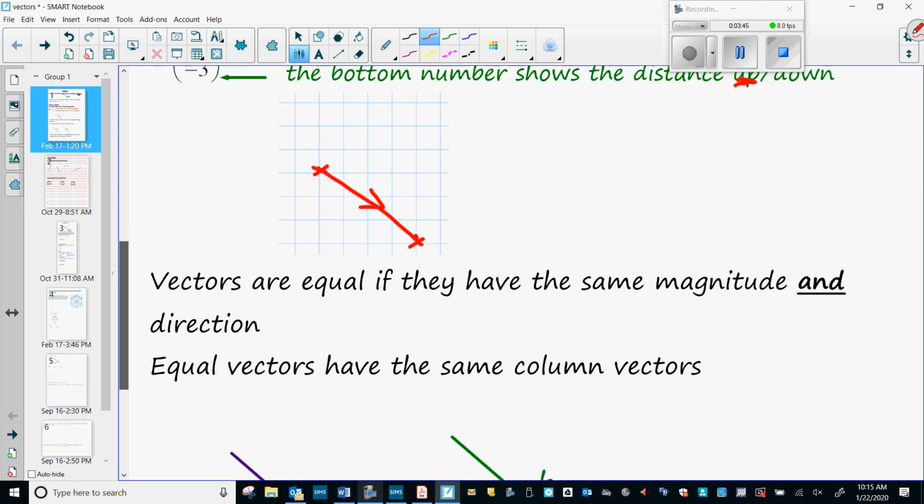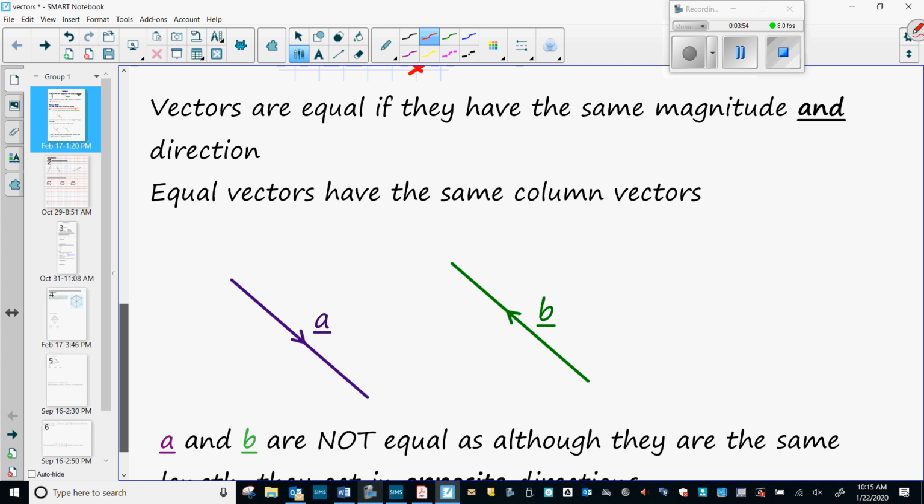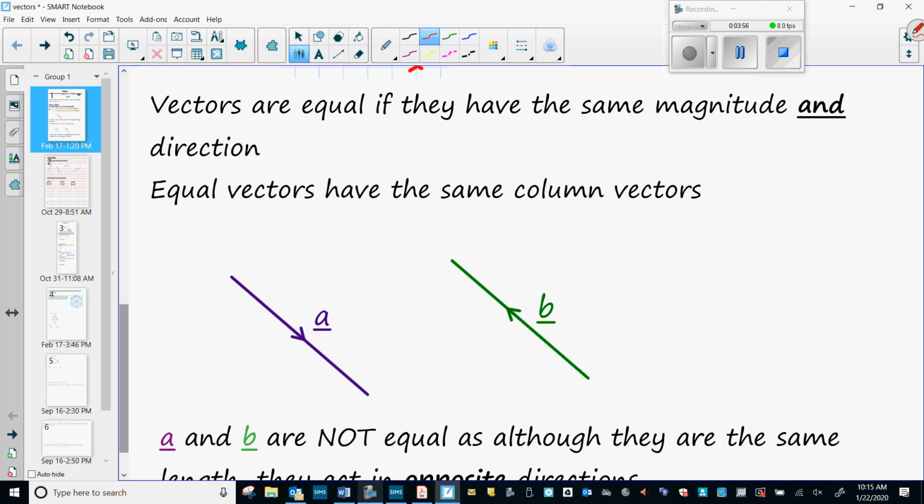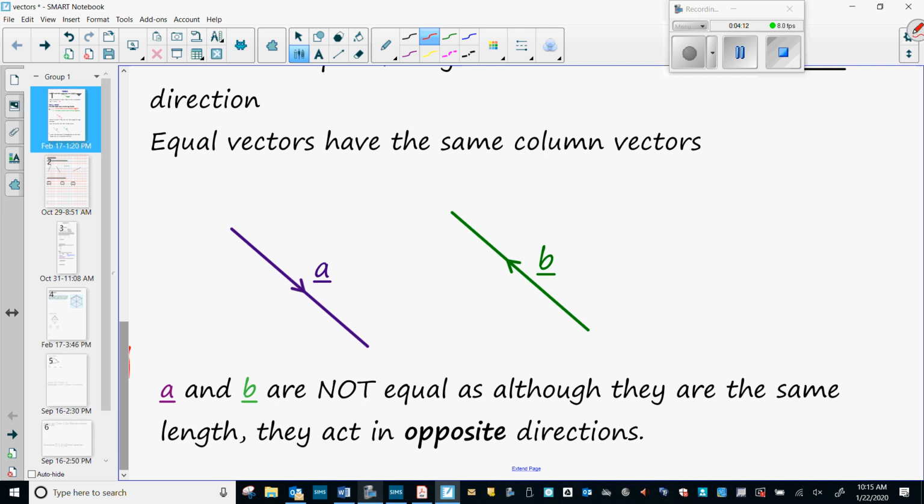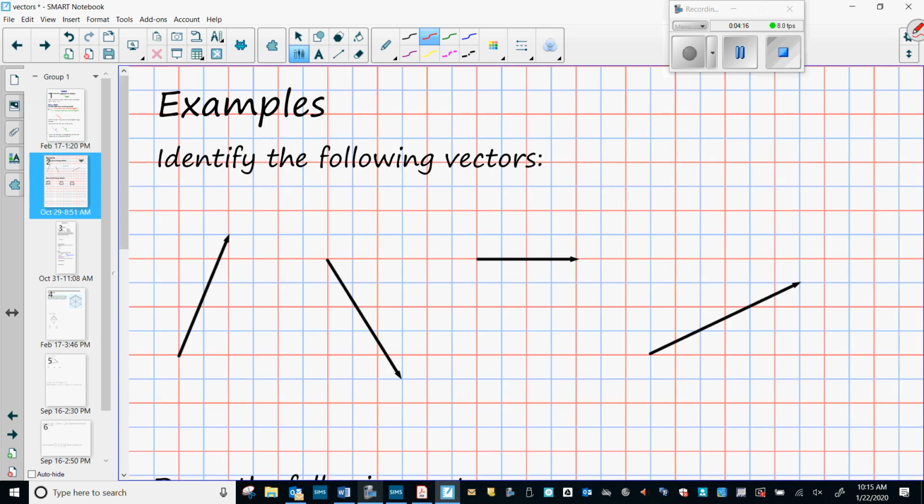Deep breath. Okay, so vectors are equal if they have the same magnitude, same length, and the same direction. Looking at this diagram here, these have the same length, but they do not have the same direction. Therefore, these vectors would not be equal to each other. Do you agree with that? What else have I said here? They're not equal, they're the same length, but they act in opposite directions. All right, so let's identify this.